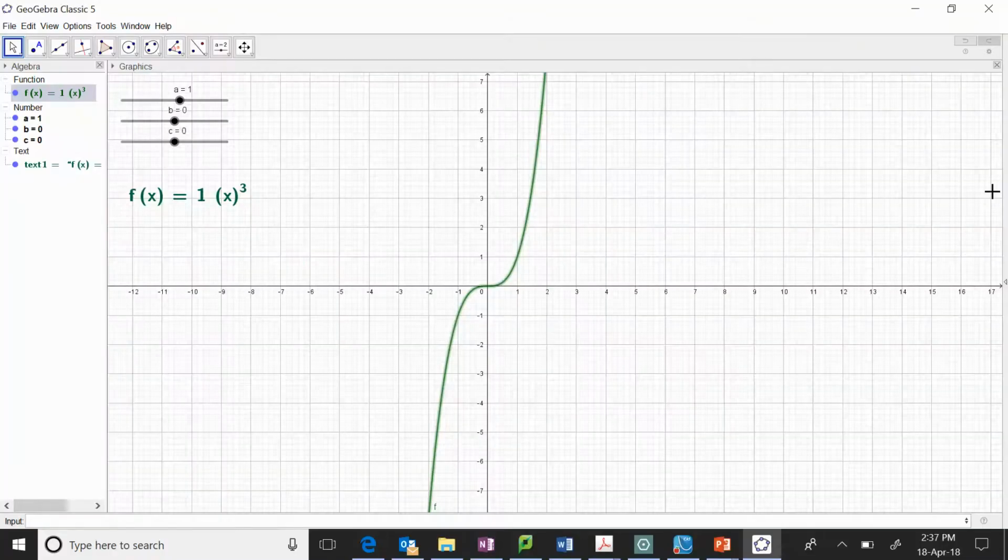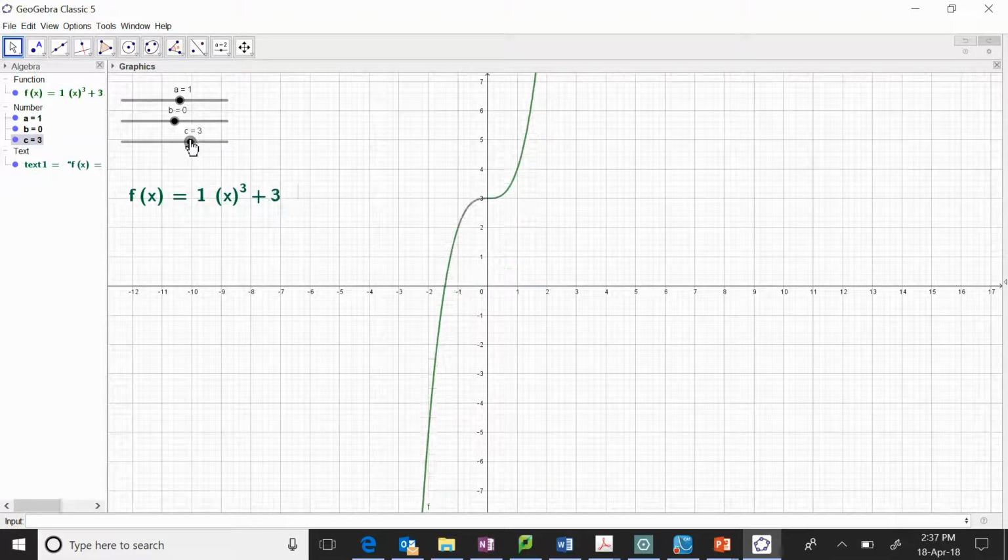Let's have a look at this one. So watch. I said C, if you change C, it goes up or down. So watch, if I change C to, let's say 3, see how that's plus 3? And look at the graph. It's moved up by 3. Inflection point has not moved left or right, it's just moved up to 3.